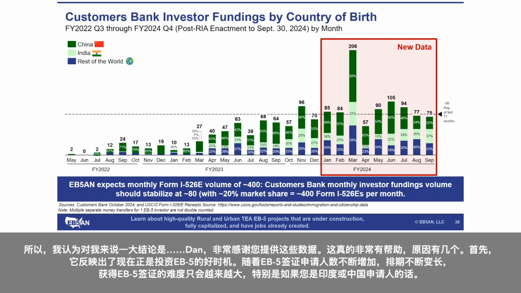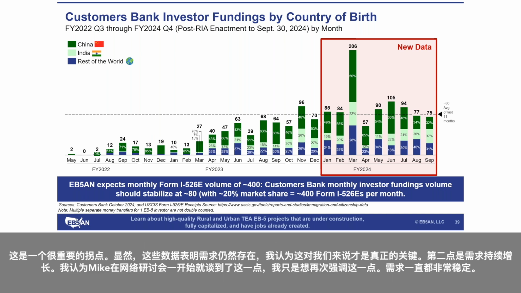So yeah, the big takeaway for me, and Dan, thank you so much for providing this data. This is really, really helpful for a couple of reasons. One, it just shows that this is a great time to invest in EB-5, right? It's only going to continue to get harder and harder, especially if you're Indian or Chinese, to get an EB-5 visa as the numbers continue to grow and backlogs inherently form. This is a good inflection point, right? Clearly, this data is showing that the demand is still there. And I think that's what's really key for us.